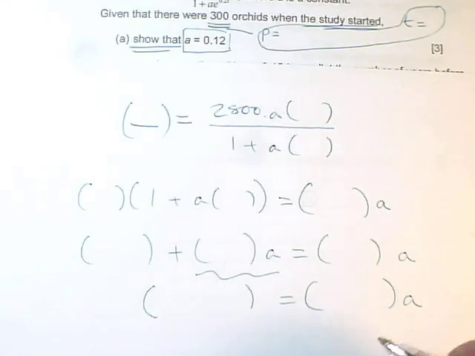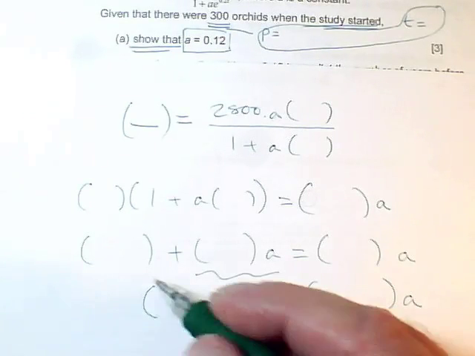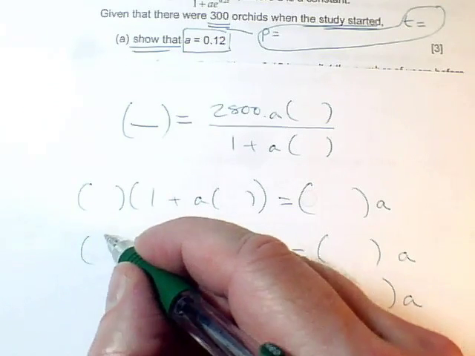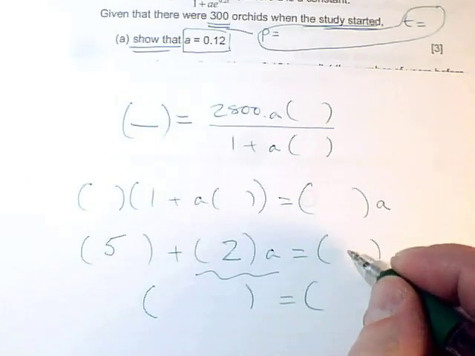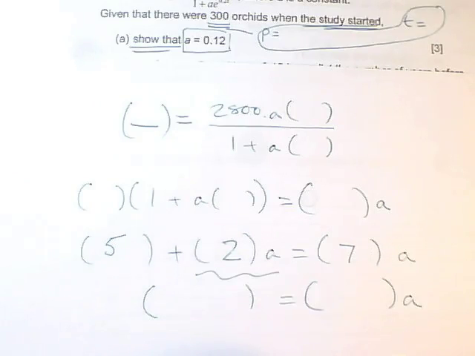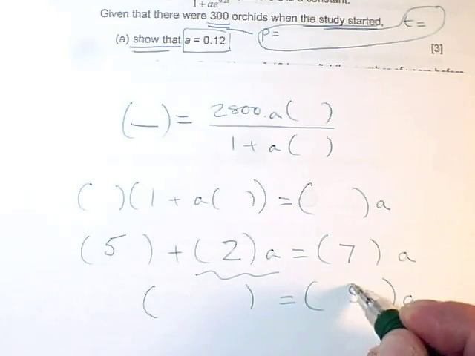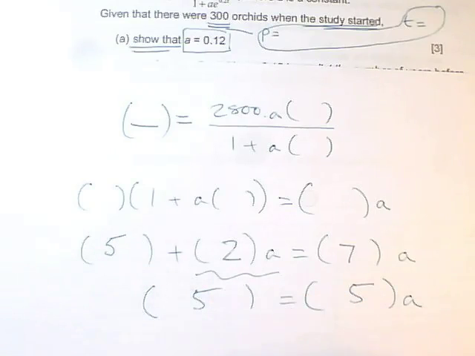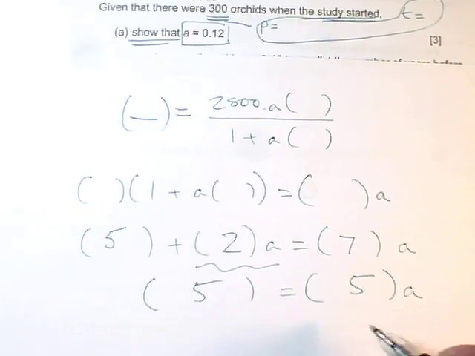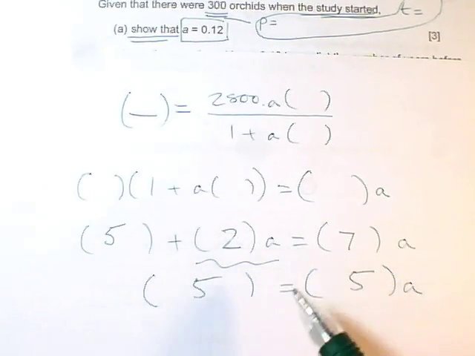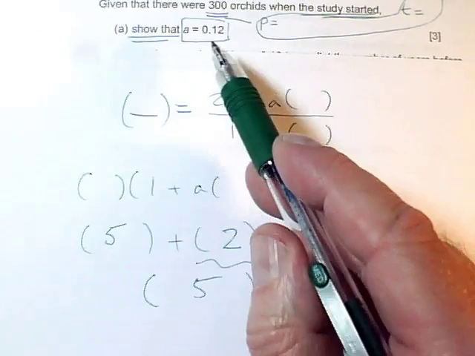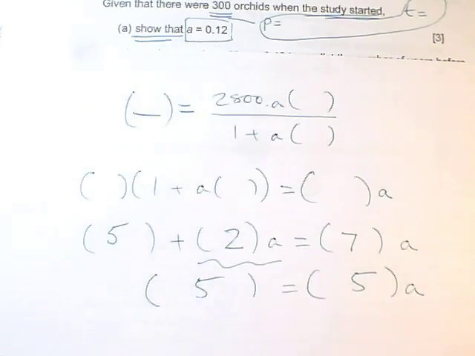Now, if it looks scary because the numbers are decimals, just think how you would solve it if this was 5 plus 2a equals 7a. Well, you'd take the 2a away from the 7a and get 5a, and you'd have 5 on the other side, and then you divide by 5 to get a equals 1. Your numbers will be nastier than 5 and 2 and 7, but the process of solving is exactly the same. And look, you know what the answer is going to be, so you should be all right.